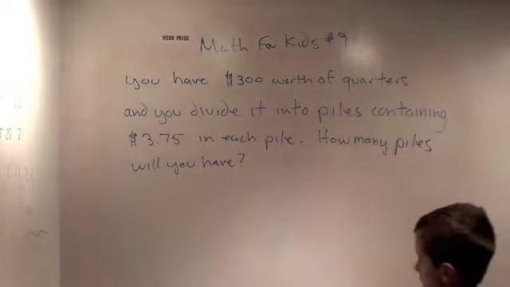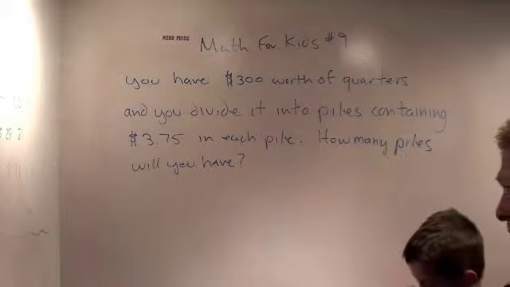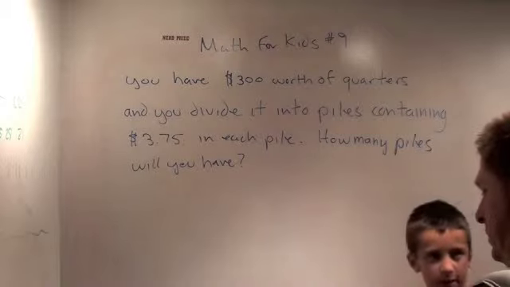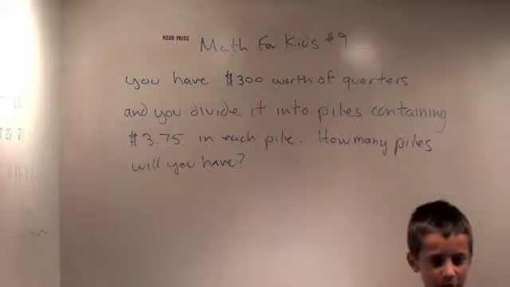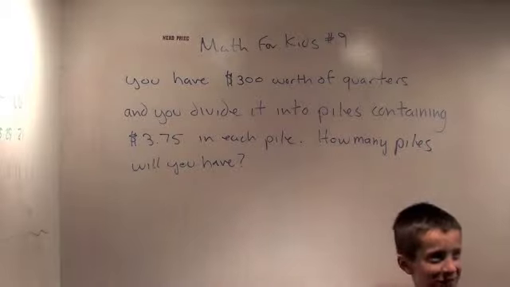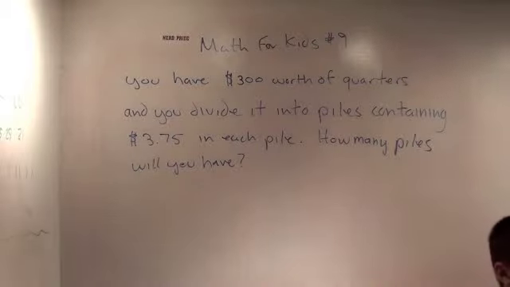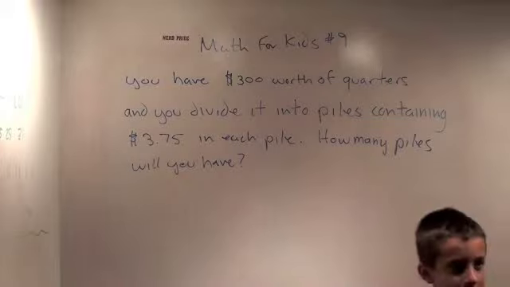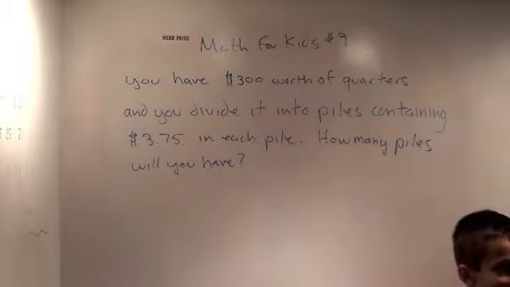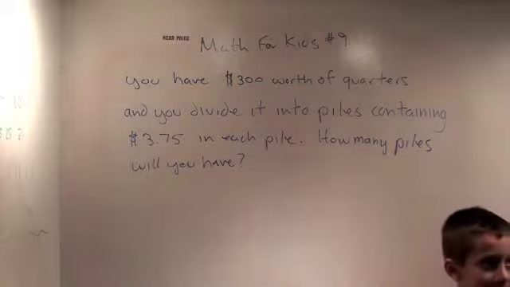Okay. So, 12 and 3 is 17. No, 12 and 3 is 15. No! 12 plus 3 is? 15. Right. Do you know how you do that?